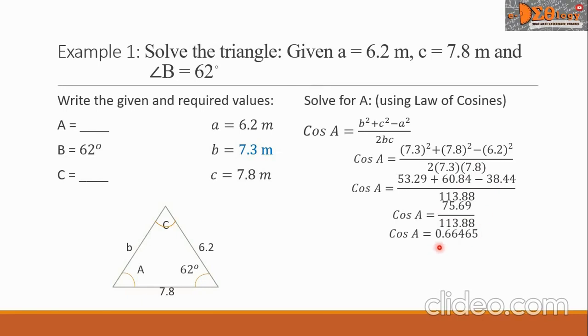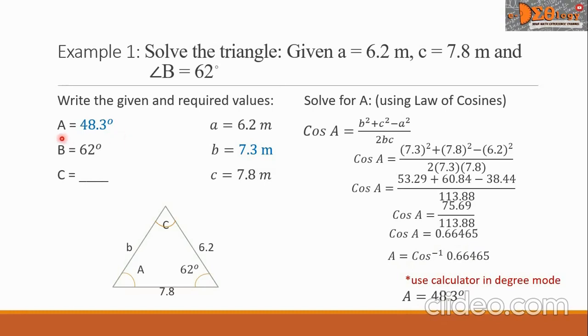We will have 0.66465 rounded to 5 decimal places. So we will get the angle A. We will use our inverse cosine. We will use our calculator in degree mode. So the angle A equals inverse cosine of this decimal value. So the angle A is 48.3 degrees. So this value of A we will copy over here, opposite angle A.